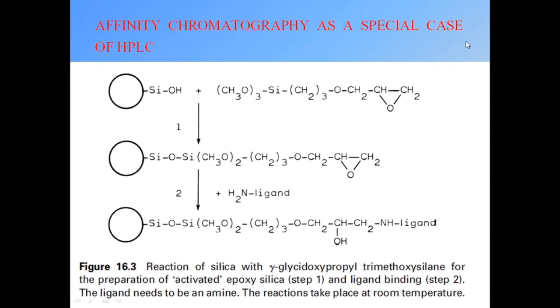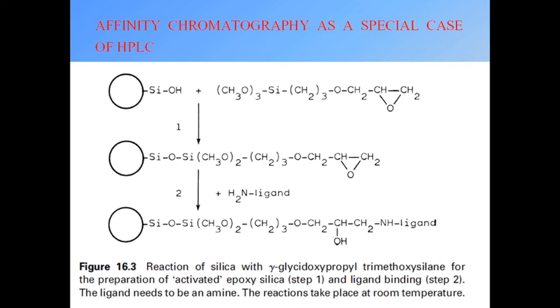This is activation. This is one of the examples shown, stationary phases for affinity chromatography. That is the reaction of silica with gamma-glycidoxypropyltrimethoxysilane for the preparation of activated epoxy silica.